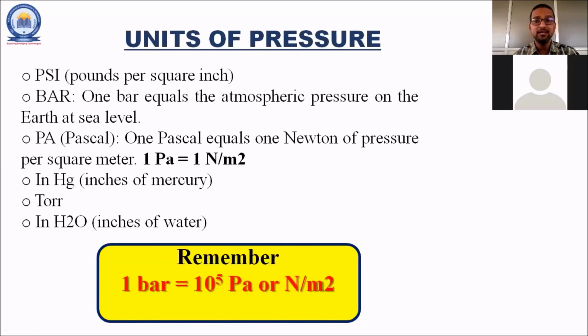Because friends, whenever we are solving the numericals in this chapter, in the majority of the numericals you will be given the pressure in terms of bar. So for doing the calculations, we need to convert the bar into the Pascal. And for the conversion, we will be using this equation. So I hope you are getting the point, and you can also note this down. Remember, that is 1 bar is equal to 10 raised to power 5 Pascal or Newton per meter square.